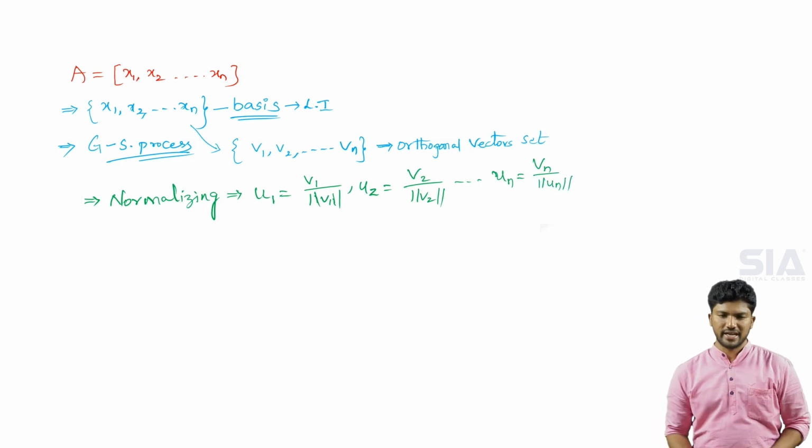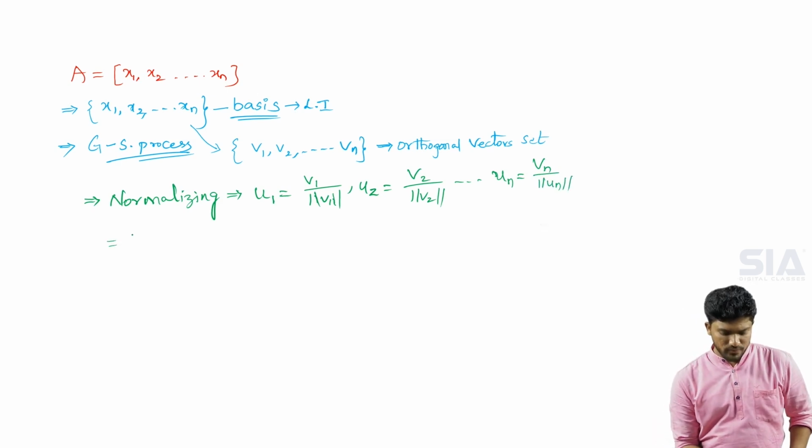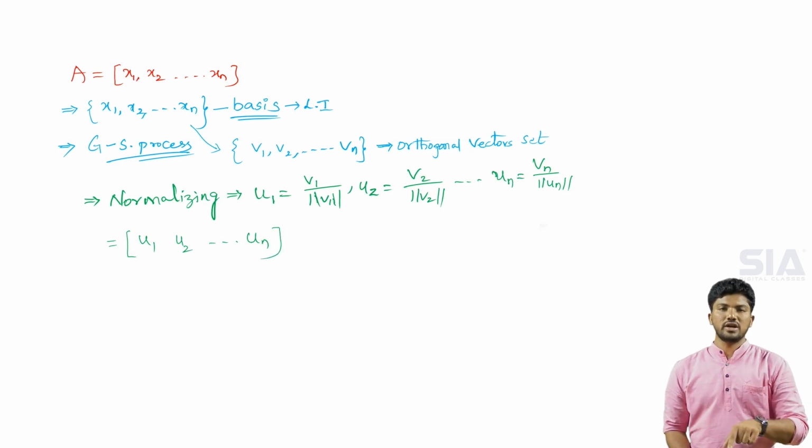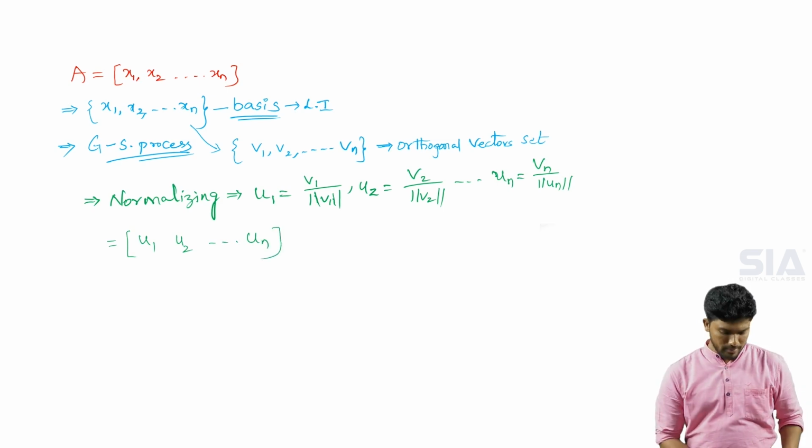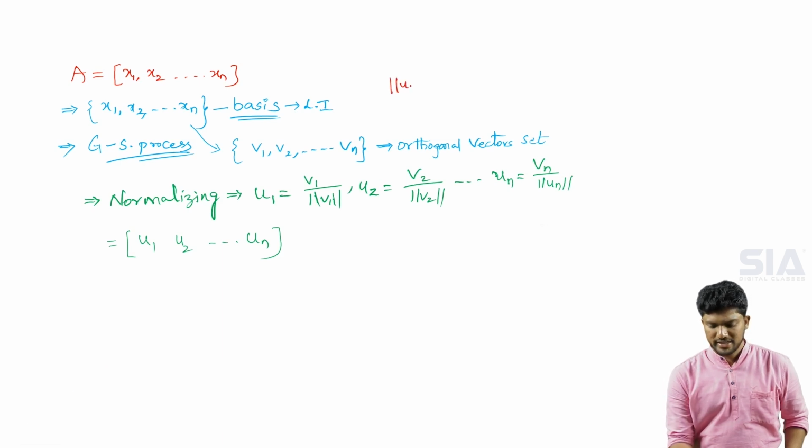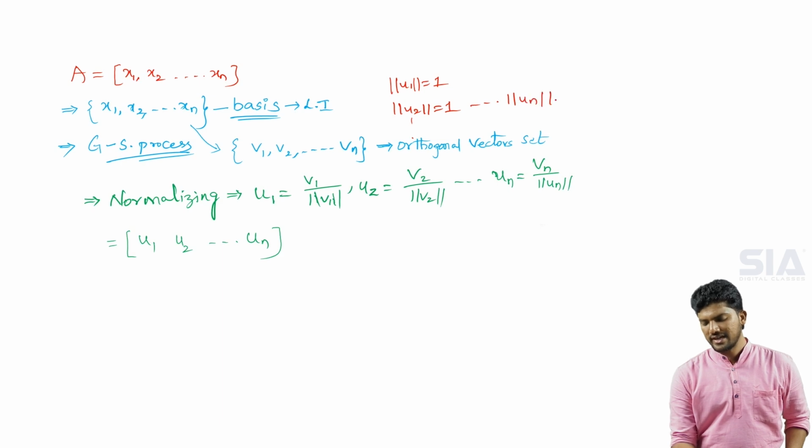In this format you will get a set of column matrices, u1, u2, up to u suffix n. If you find the length of u1, it will be one. If you find the length of u suffix 2, those all are unit vectors.